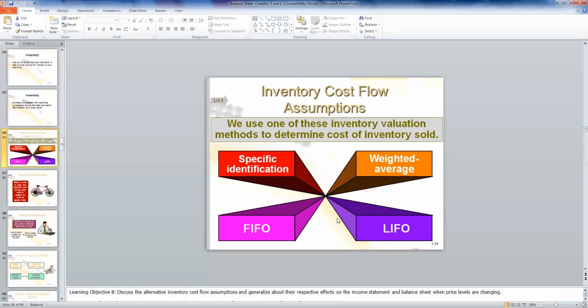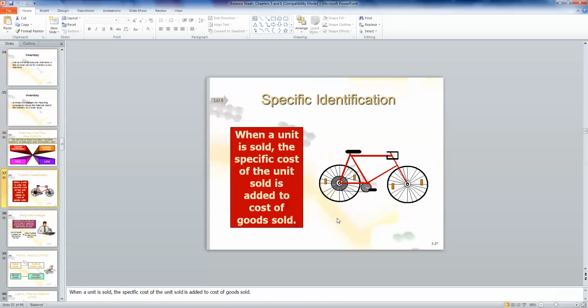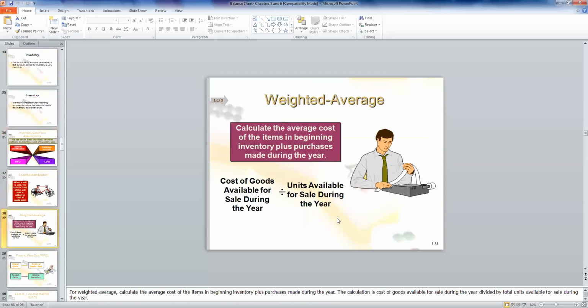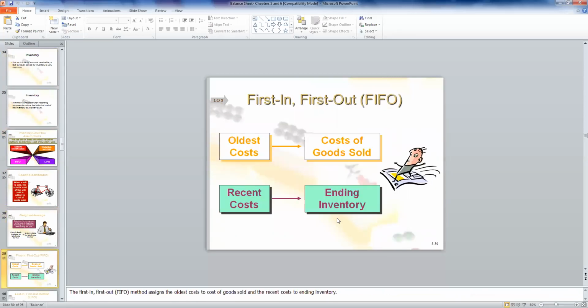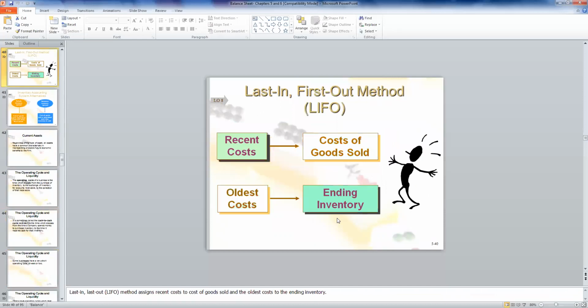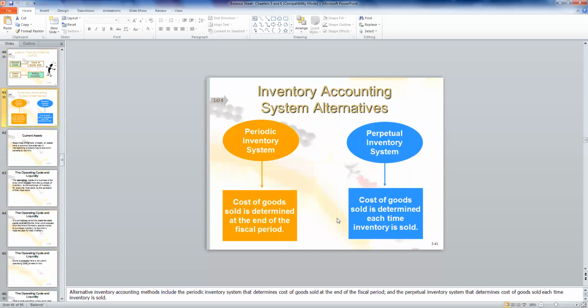Specific identification is if I have very high value items, then I track the specific item. And weighted average just means I'm going to have an average of my cost as opposed to using one of these other methods. Here's the definition of specific identification. Weighted average definition: cost of goods divided by the units. First in, first out, the oldest goes to cost of goods sold first, and then LIFO is the reverse. The most recent cost goes to cost of goods sold first.